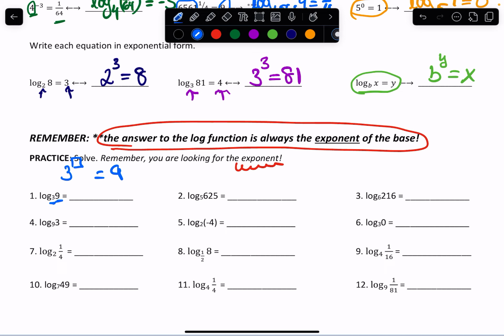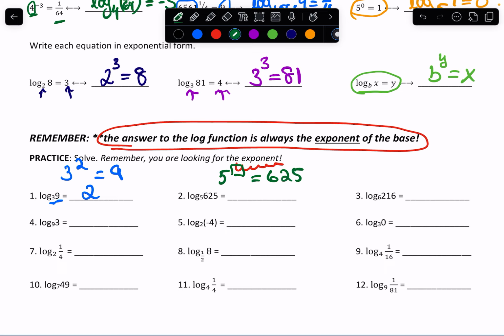Well, we know that 3 to the power of 2 equals 9. So our answer is going to be 2. We're going to do the same thing here. So again, 5 to what power equals 625?